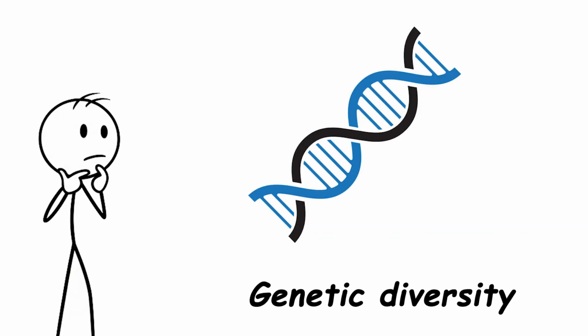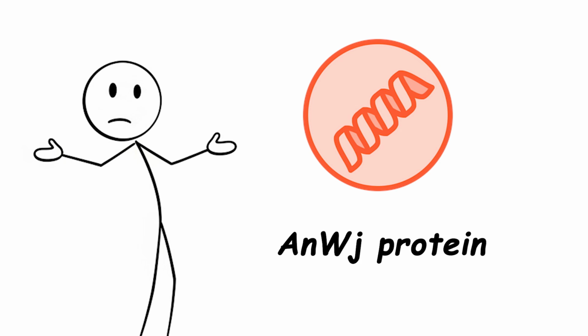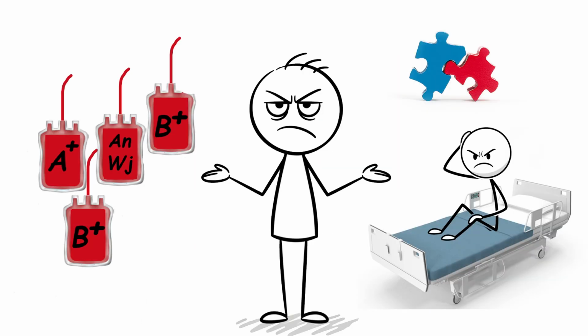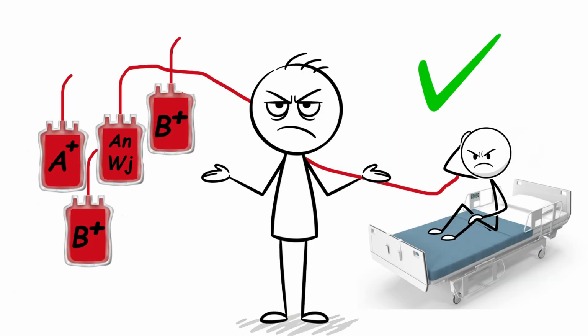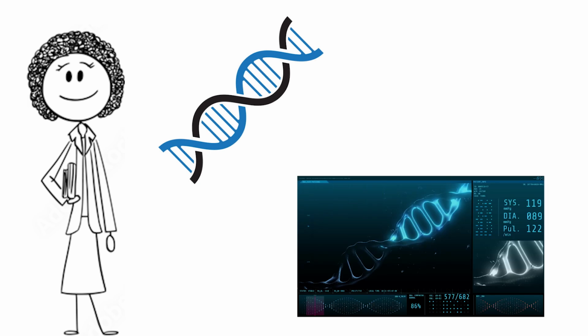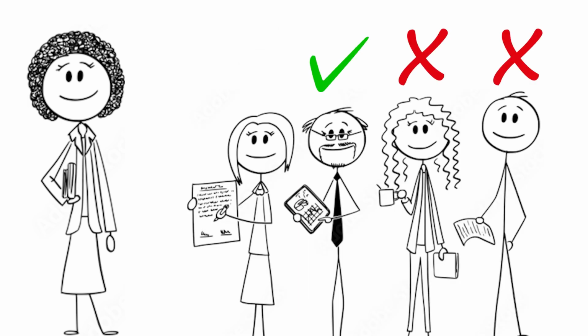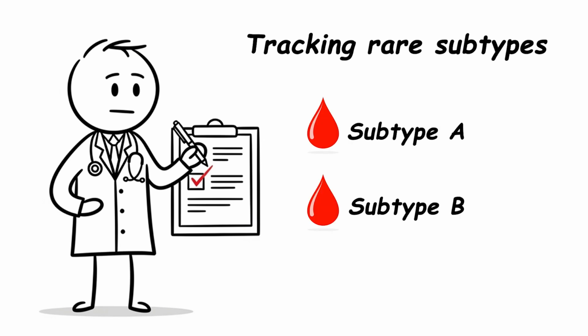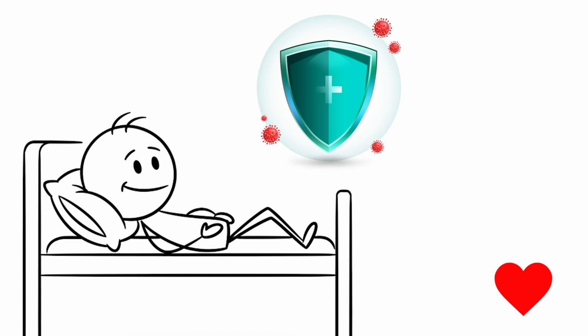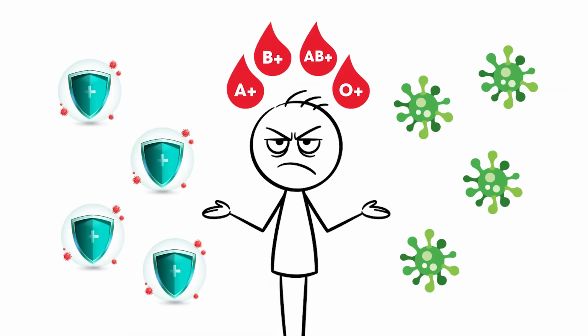Genetic diversity extends beyond ABO and Rh. New antigens, such as the ANWJ protein, further complicate transfusion matching, but can be life-saving for patients with rare disorders. Most people have ANWJ antigen, yet it can only be identified through advanced genomic screening in rare cases requiring highly specific donors. Tracking and identifying these subtypes help manage rare transfusion reactions and support the safety of patients with unusual genetic profiles. Disease resistance is heavily influenced by blood type.